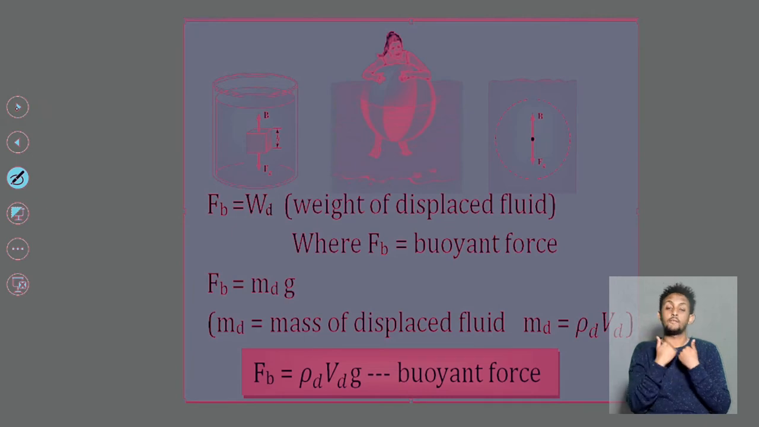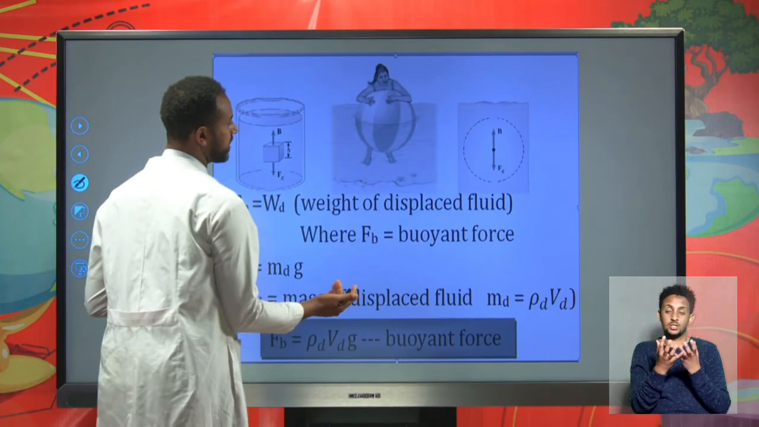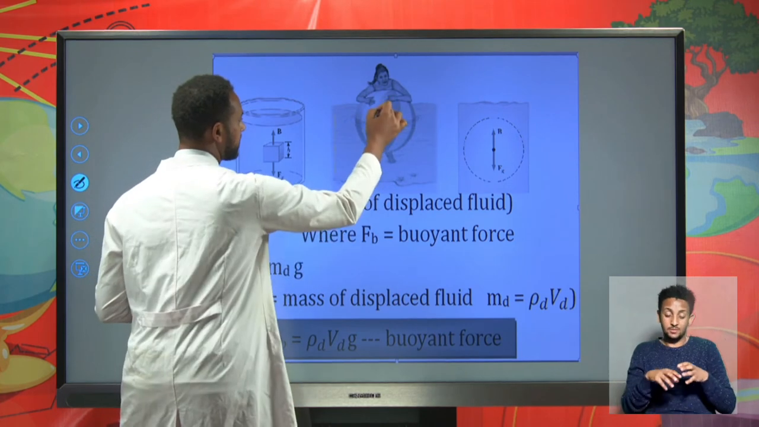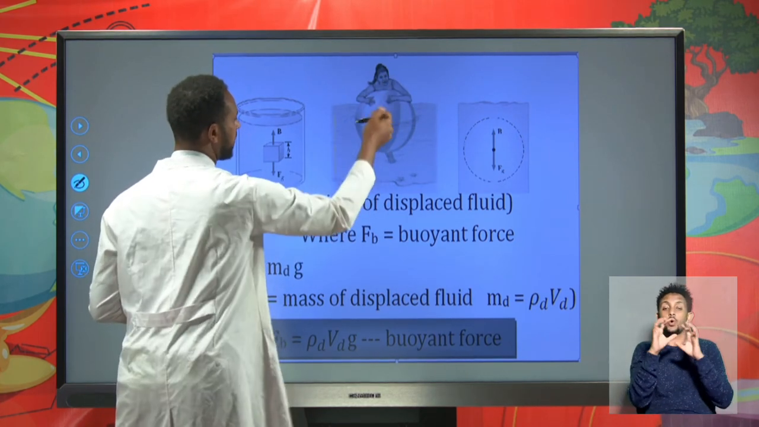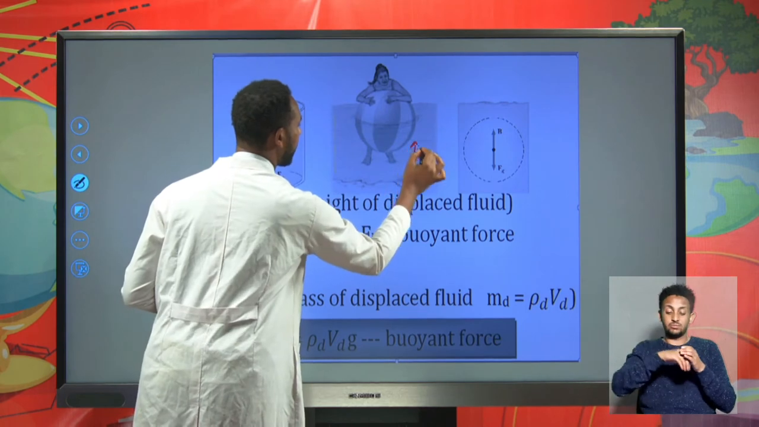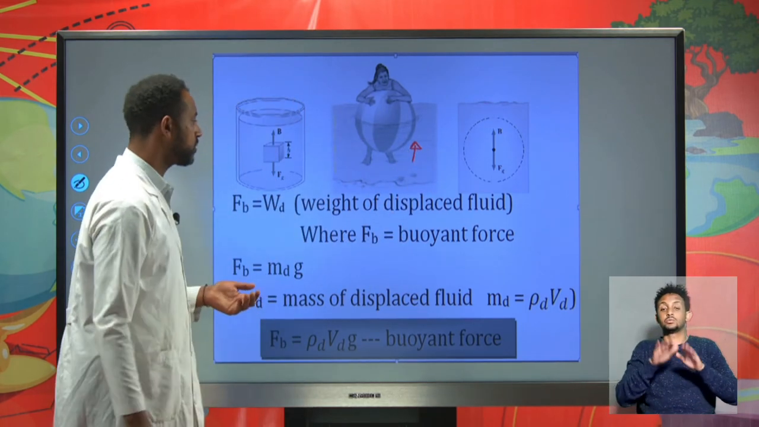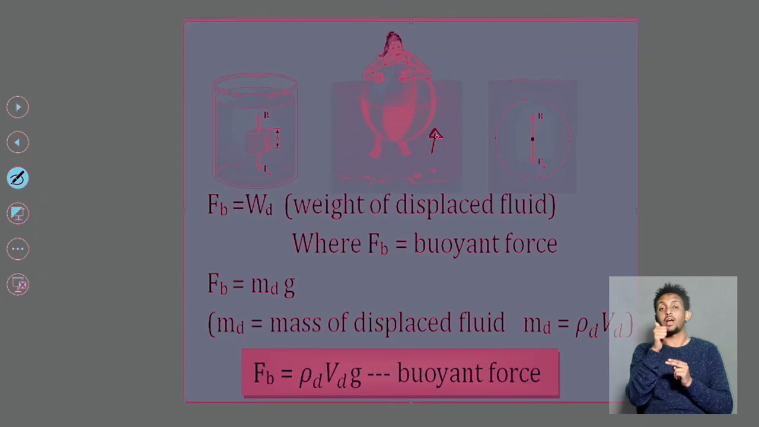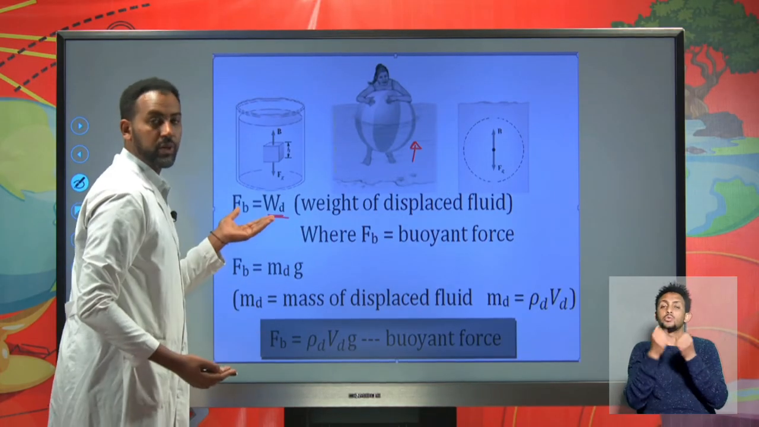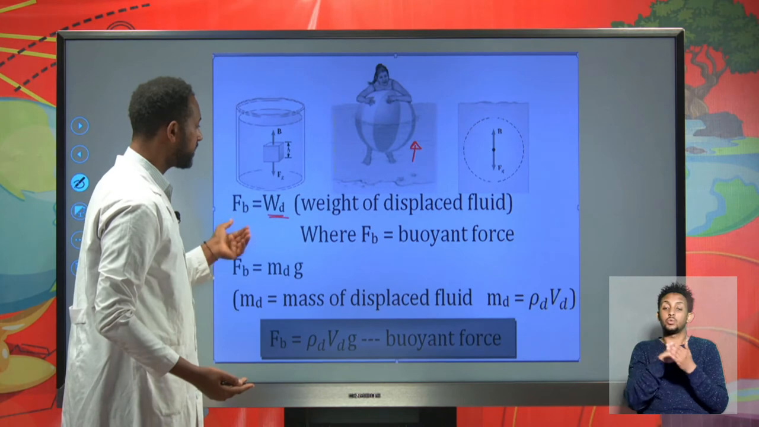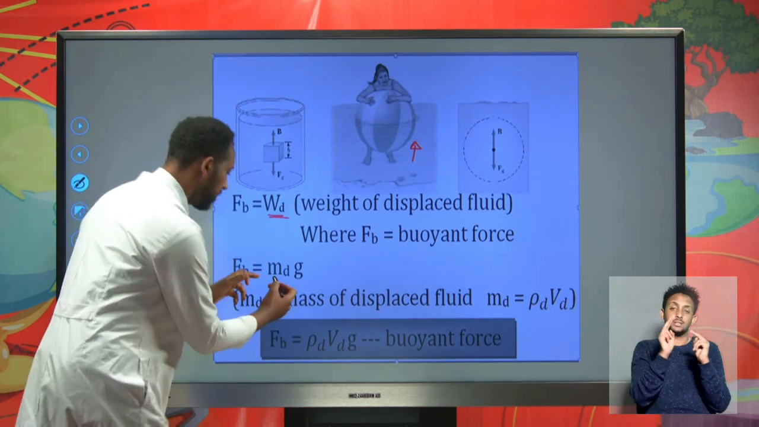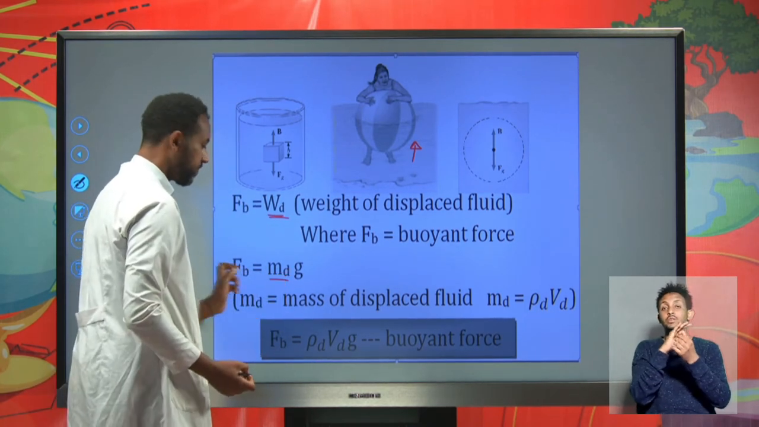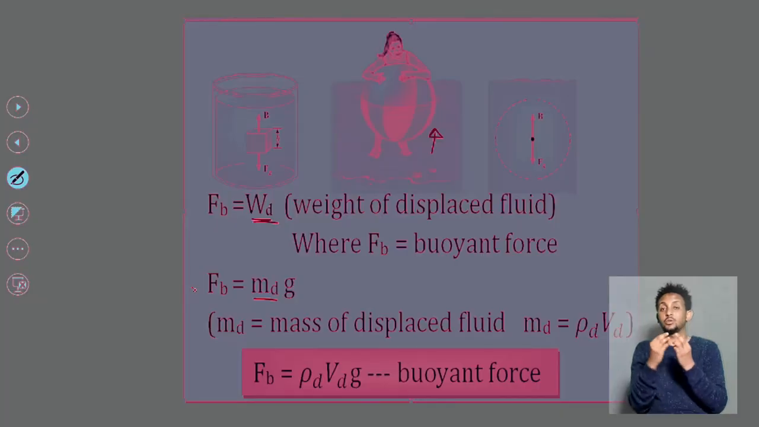Here you have the object. It is partially immersed. As this object is immersed here, there will be a pushing force upward, and that force is known to be buoyant force. And the buoyant force is equal to the weight of the displaced fluid. And how do we determine the weight of the displaced fluid? Generally, we know that weight is equal to mass times gravity. Mass of the displaced fluid times gravity gives us the weight of the displaced fluid, and that weight of the displaced fluid is equal to buoyant force.